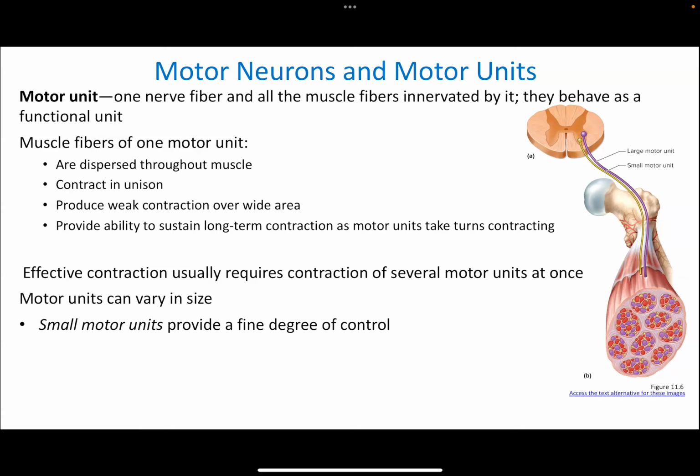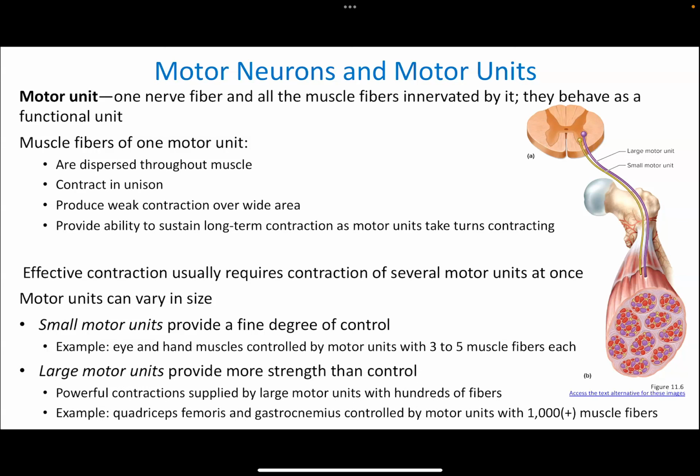Another way to look at these is their division based on size. So these motor units can vary in size. Small motor units are going to control fewer muscle fibers, but that helps when you're dealing with fine degrees of control. So say using your fingers to write or type. Other examples include your eye muscles. Basically, these motor units are going to only activate 3 to 5 muscle fibers each.